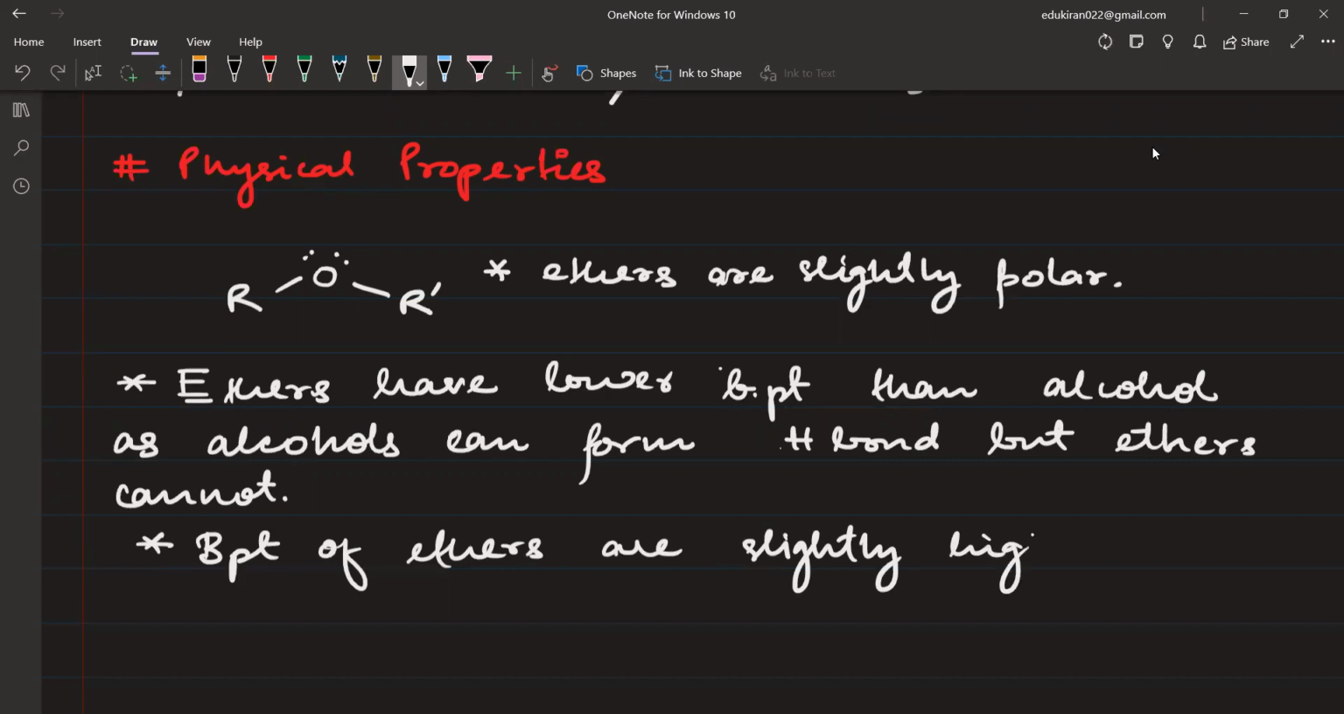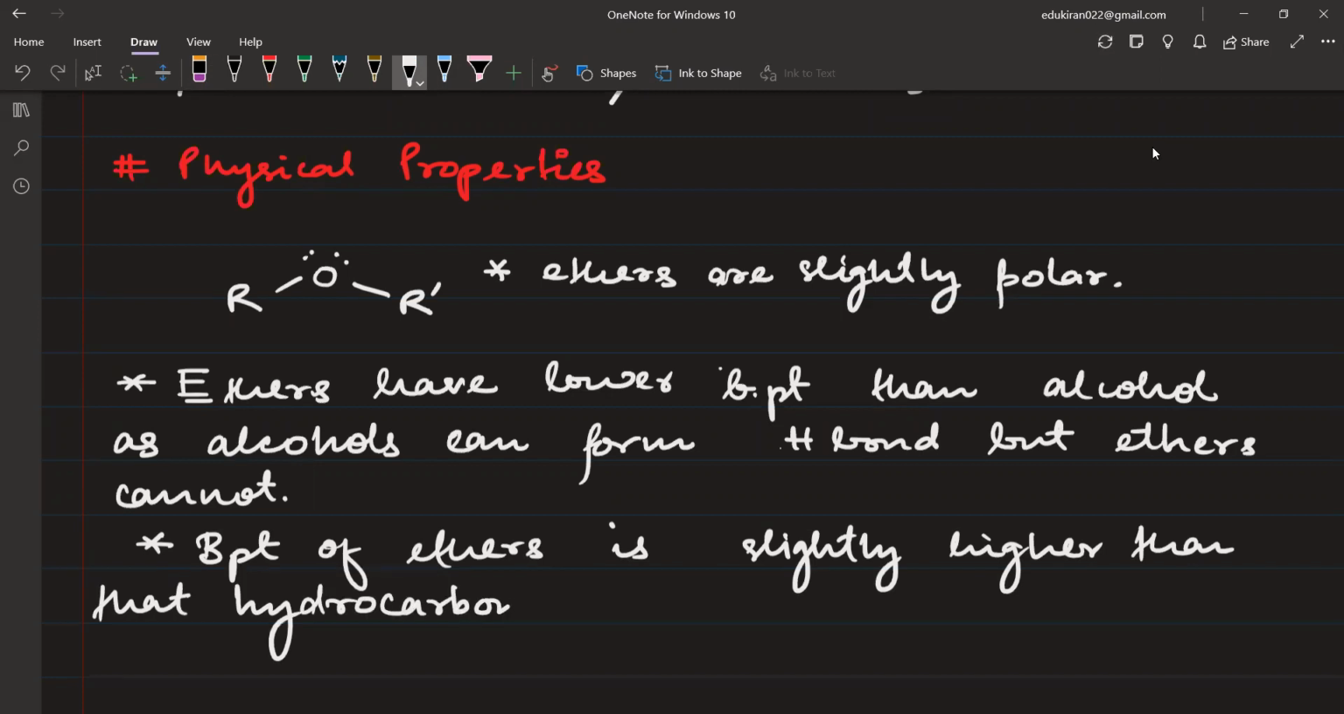Boiling point of ethers is slightly higher than that of hydrocarbons. Hydrocarbons means alkanes, alkenes, alkynes. And we always compare with comparable molar mass. Boiling point of ether is slightly higher than that of hydrocarbon of comparable molar mass.